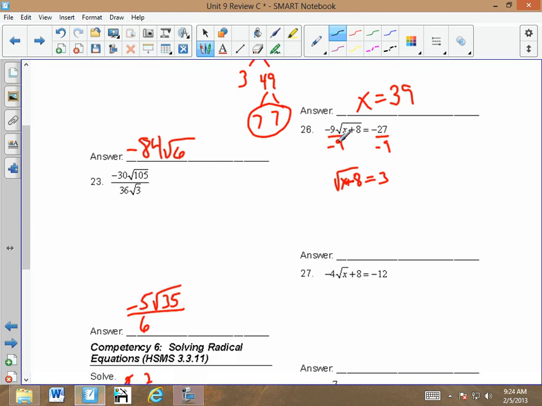Okay, so we have the square root of x plus 8 equals 3. A lot of you guys are just subtracting 8 and thinking that's your answer. You have to square both sides first. X plus 8 equals 9. When I subtract 8, x equals 1.